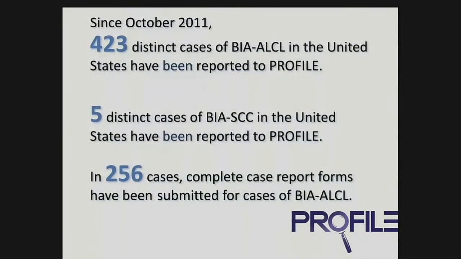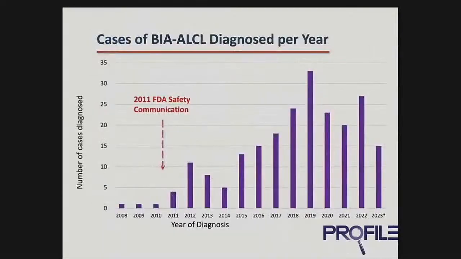So where are we at today? Well, since October 2011, since the inception of the registry, 423 distinct cases of BIA-ALCL in the United States have been reported to Profile. In addition, 5 distinct cases of BIA-SCC in the United States have been reported. Of these cases, 256 reporters have then completed complete case report forms, submitting granular level detail on these cases.